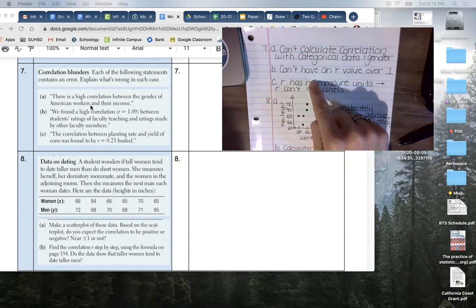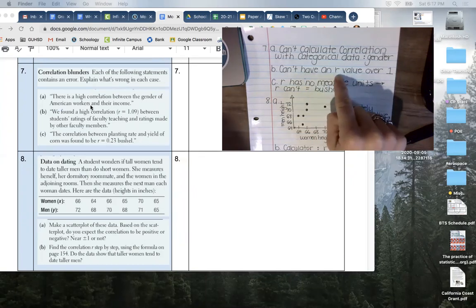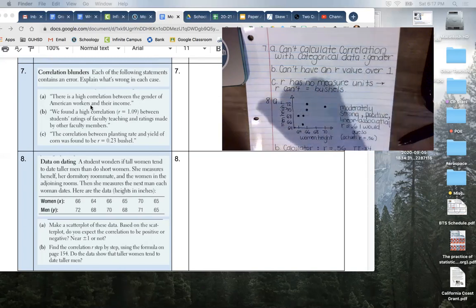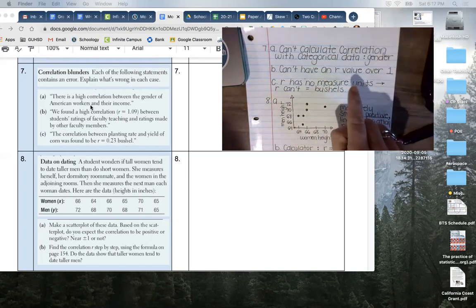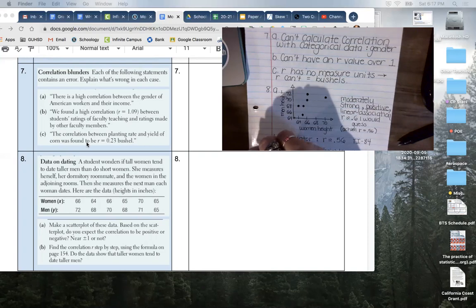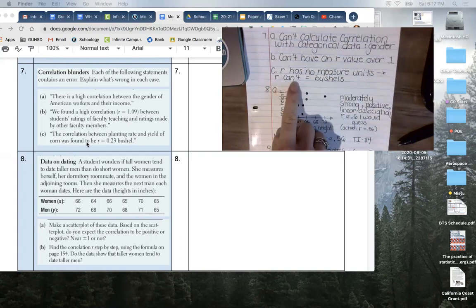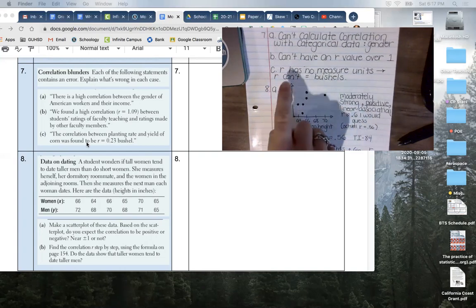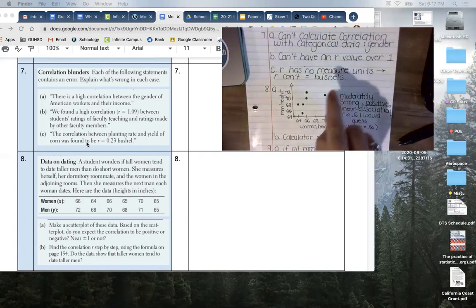For B, it says we found a height correlation, R equals 1.09. I'm going to stop there. I don't have to read any further. R values can never be over 1. 1 is a perfectly linear relationship. An R value of 1.09 is not possible. In C, it says the correlation between planting rate and yield of corn was found to be R equals 0.23. I have no issue with that until it says bushels. R has no units of measure. It's not like R equals 0.3 inches, or in this case, bushels. That's not a thing. R is an association in how strong something is, but it has no unit of measurement.